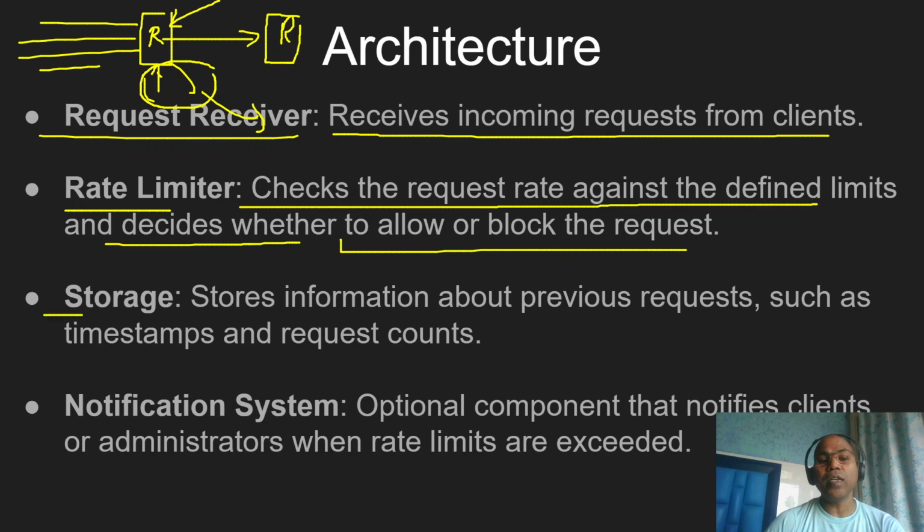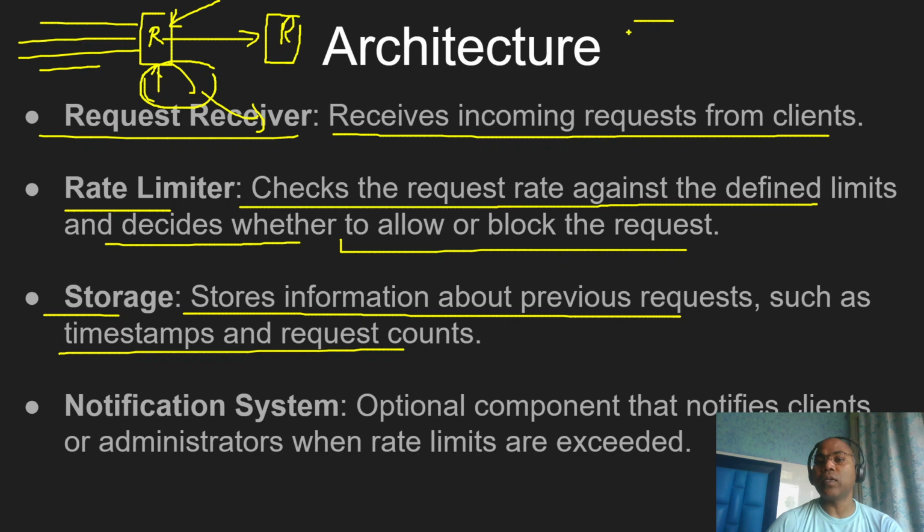Then there is storage of information about previous requests, such as timestamps and request counts. So our rate limiting also ensures that the previous requests, the time, and the stored data are used so the proper calculation happens. And then the notification system, which is an optional component in rate limiting.